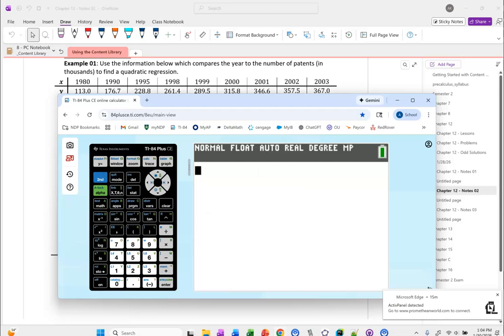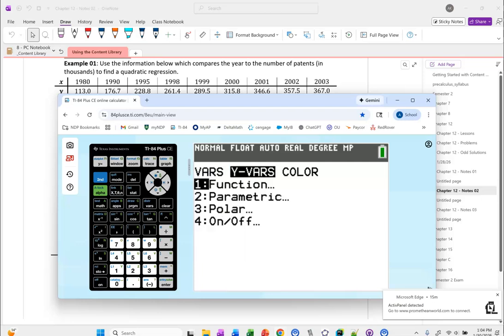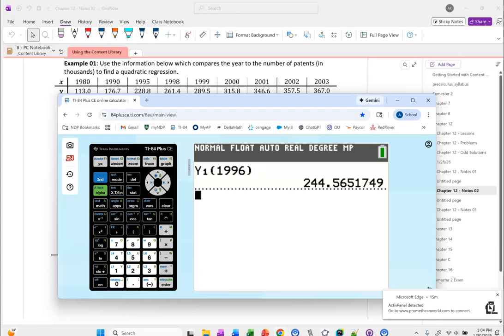To do it without typing all that stuff, I stored my regression equation into y1. So I'm going to use y1 like a function notation, and I'm going to call y1 of 1996. So to get the y1, where do I go? Y-vars. Then function. And then y1. And I'm going to use function notation, so I'm going to do parenthesis 1996, and press enter.